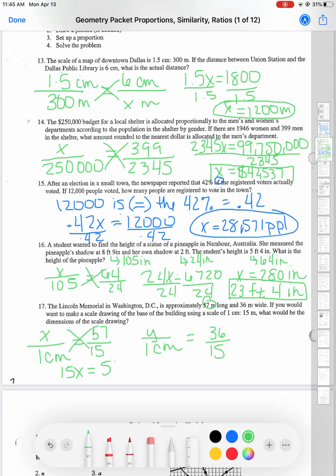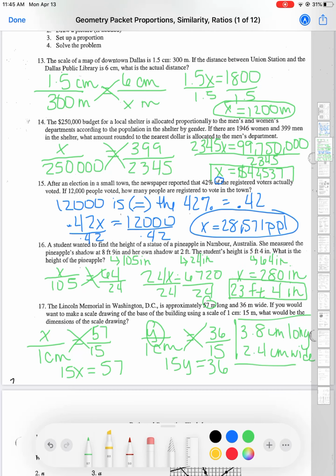See, when you cross multiply, we would get 15x equals 57. You would divide it by 15. Here again, we would get 15y equals 36. We would divide by 15. So we would get 3.8 centimeters long and 2.4 centimeters wide. And I just used y here instead of x just because I had already used x, so I don't want to freak you out or anything, but that's just what I did.